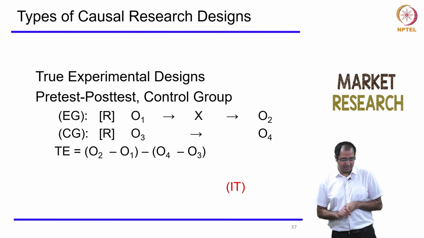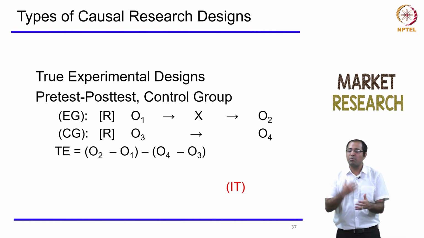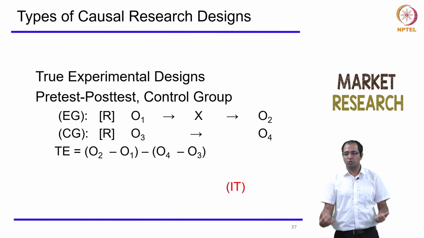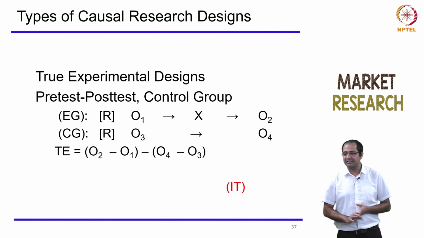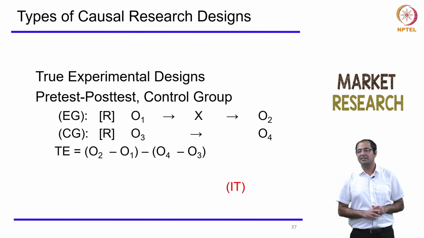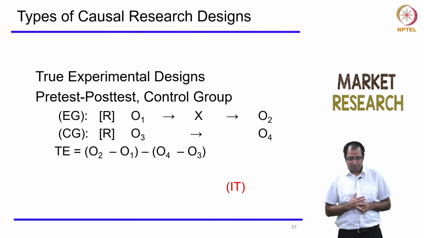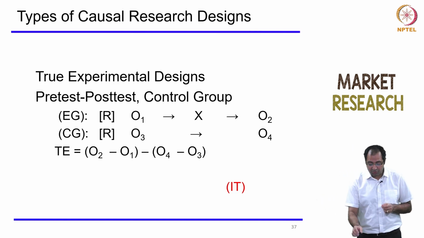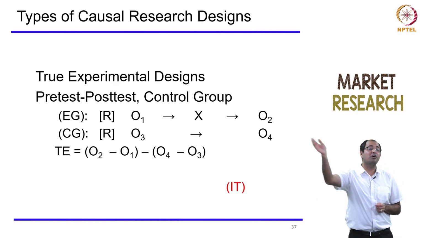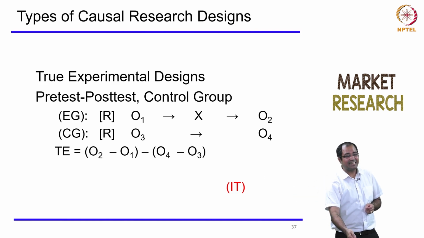So in true experimental designs, there is randomization of not only the respondents but also of the groups. This is the pre-test, post-test control group design, where only the interactive testing effect will be there, which is a problem; otherwise there is none. History is not there. What you are doing is, the control group is also going through the same events that happen during the course of the experiment with the experimental group.